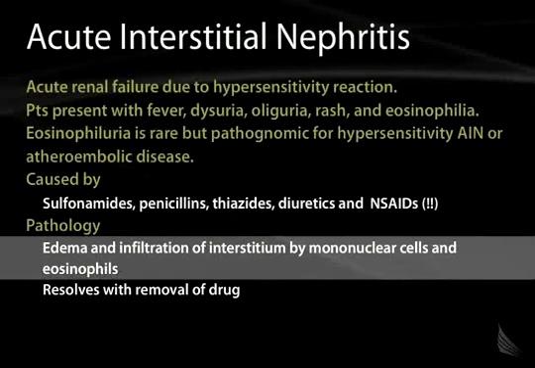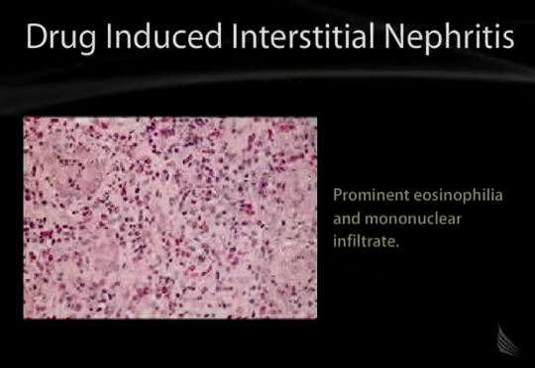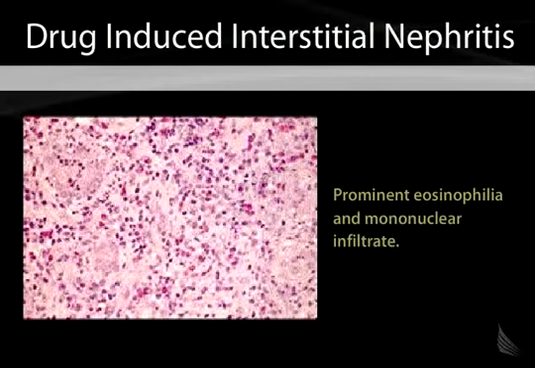What you see is edema. You see infiltration of the interstitial part of the kidney by inflammatory cells, including monocytes, macrophages, lymphocytes, plasma cells, and eosinophils. If you take away the drug, though, this can resolve and you can get a resolution with some return of renal function. Here's a picture of what it looks like, and this picture is very classic for interstitial nephritis.